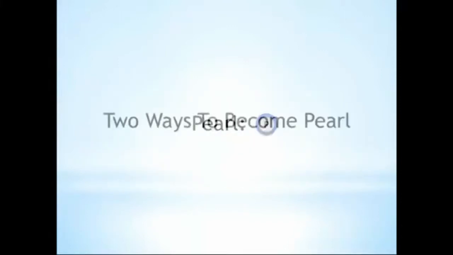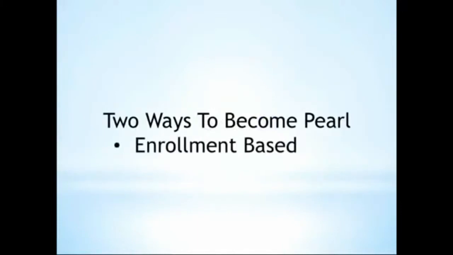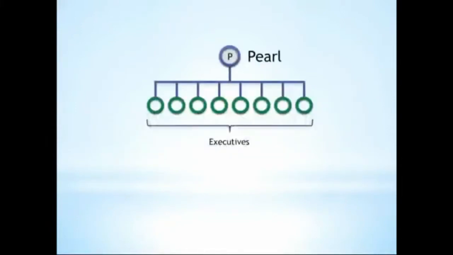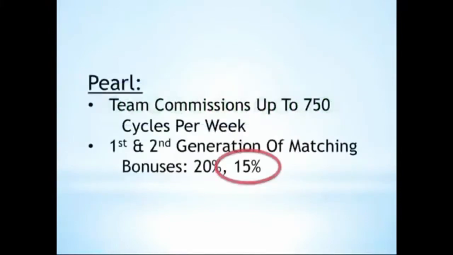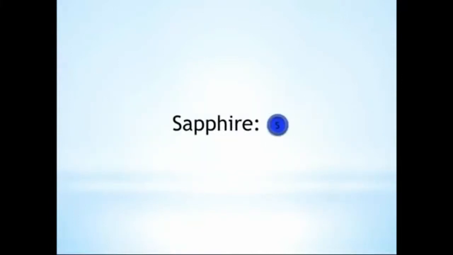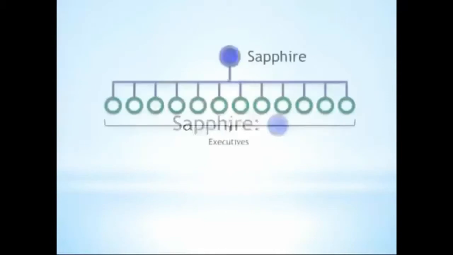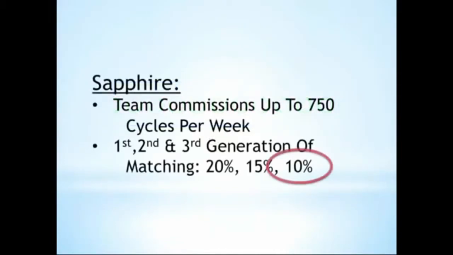Following Jade is the rank of Pearl. Like Jade, there are 2 ways to become a Pearl, and also similar to Jade, those requirements are enrollment-based. The first way to become a Pearl is by personally enrolling 8 executives, and the second is by enrolling 12 distributors. Becoming Pearl qualifies you for a second generation of matching bonuses at 15%. The next rank is Sapphire. To become a Sapphire, you must have personally enrolled 12 executives. The reward for this is a third generation of matching bonuses at 10%.